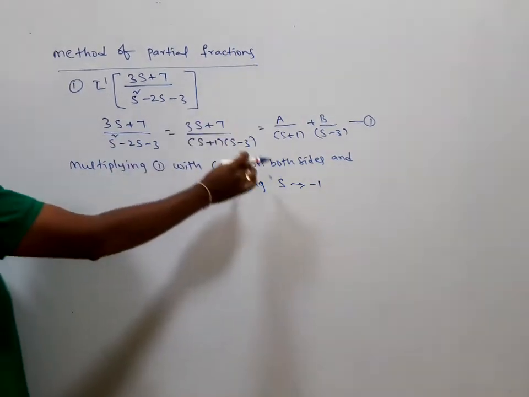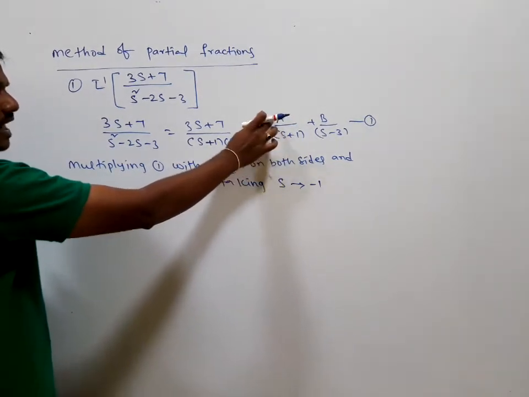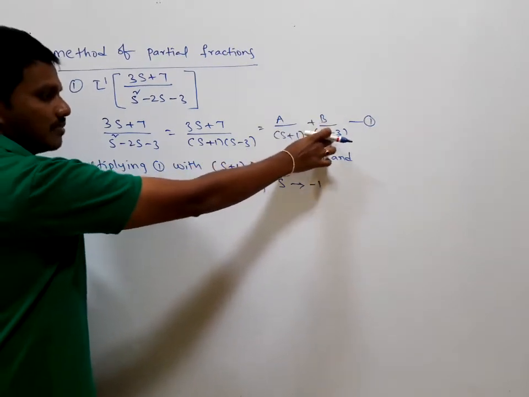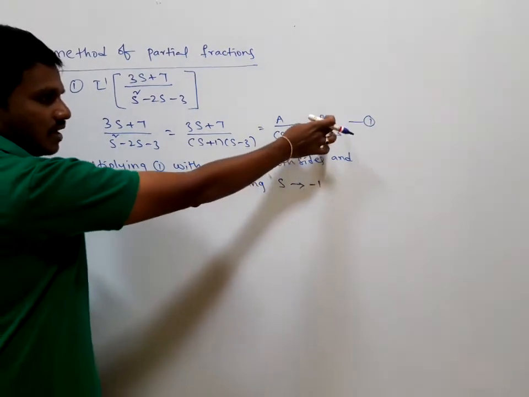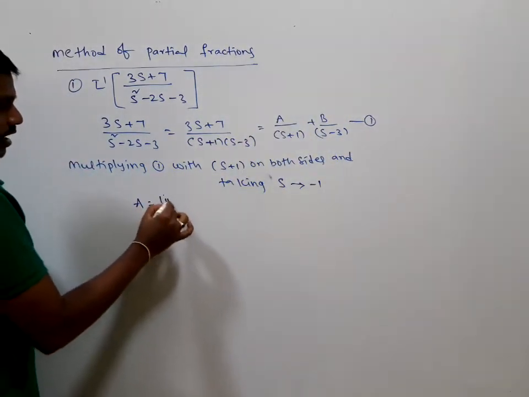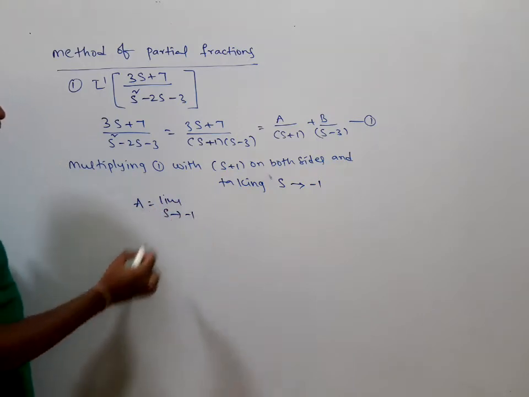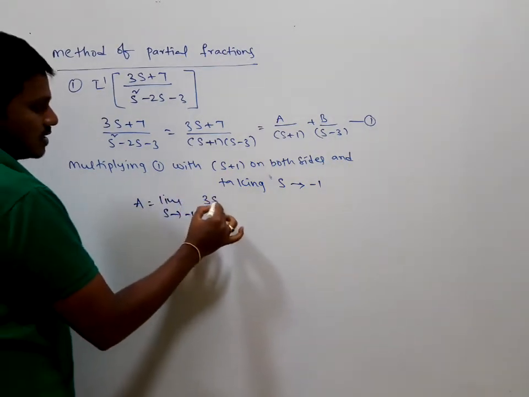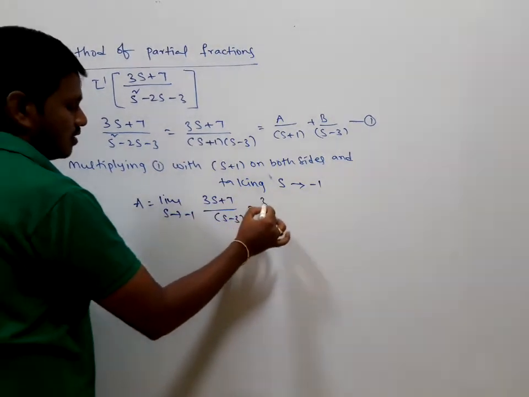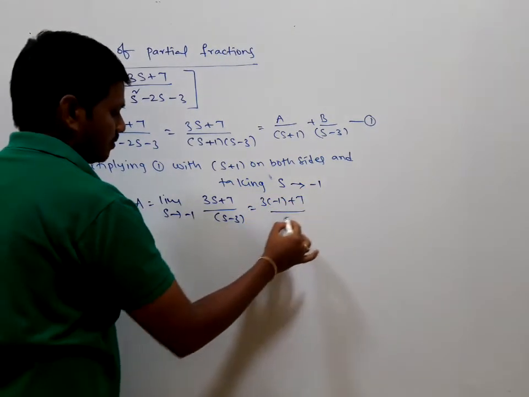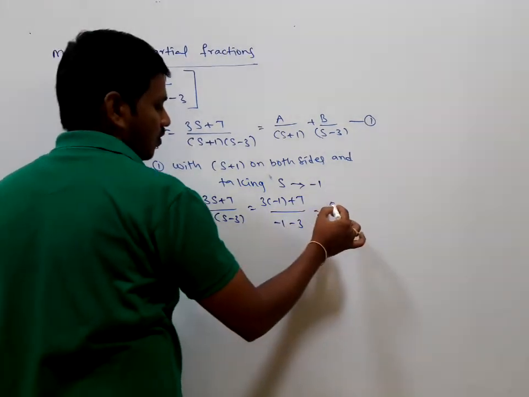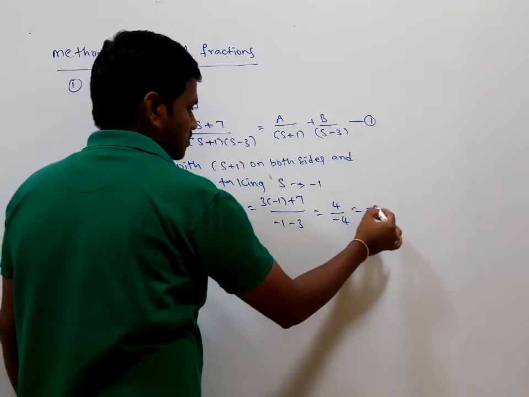So here (s plus 1) gets cancelled, only A we have. When we multiply with (s plus 1), the term B divided by (s minus 3), with s tending to minus 1, s plus 1 is 0, so that second term is completely 0. What we have is A equals limit s tends to minus 1 of (3s plus 7) divided by (s minus 3), which is 3 into minus 1 plus 7 divided by minus 1 minus 3. So minus 3 plus 7, that is 4, divided by minus 4, which is minus 1.